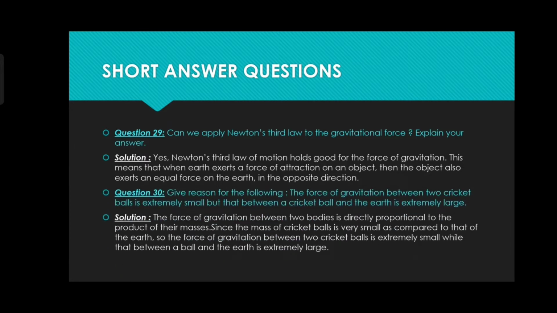Question number 30 is, give reasons for the following. The force of gravitation between two cricket balls is extremely small, but that between a cricket ball and the earth is extremely large. The force of gravitation between two bodies is directly proportional to the product of their masses. Since the mass of a cricket ball is very small as compared to that of the earth, the force of gravitation between two cricket balls is extremely small, while that between a ball and the earth is extremely large.